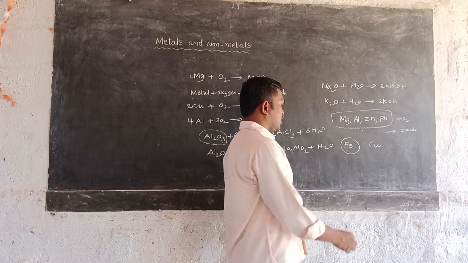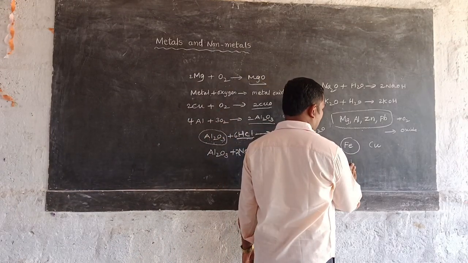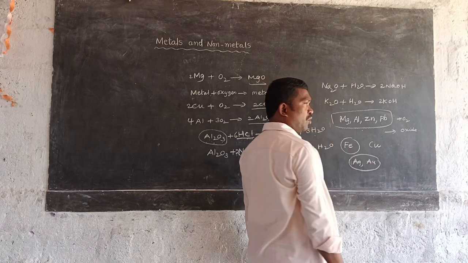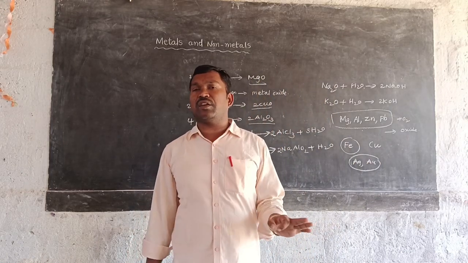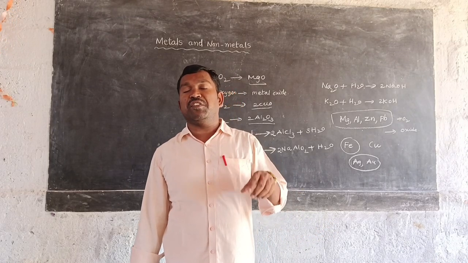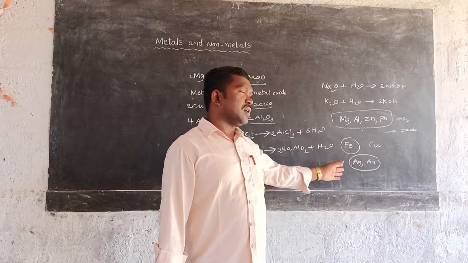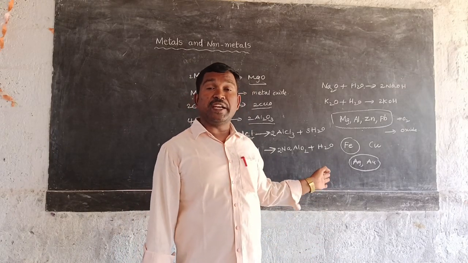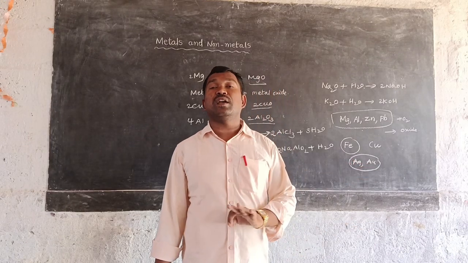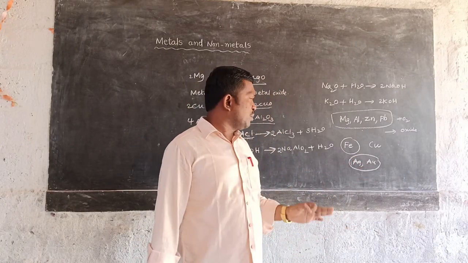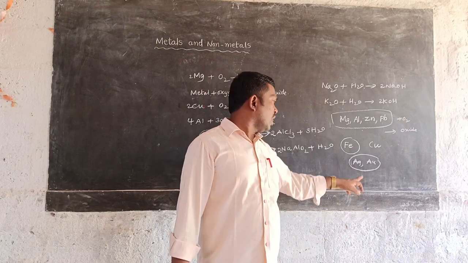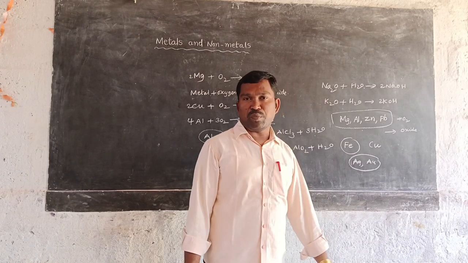Next, the remaining: silver, Ag, argentum, and gold, Au. Silver and gold do not react with oxygen and do not burn, even at high temperature. Very, very important: which metals do not react with oxygen even at high temperature? Silver and gold. Very, very important.